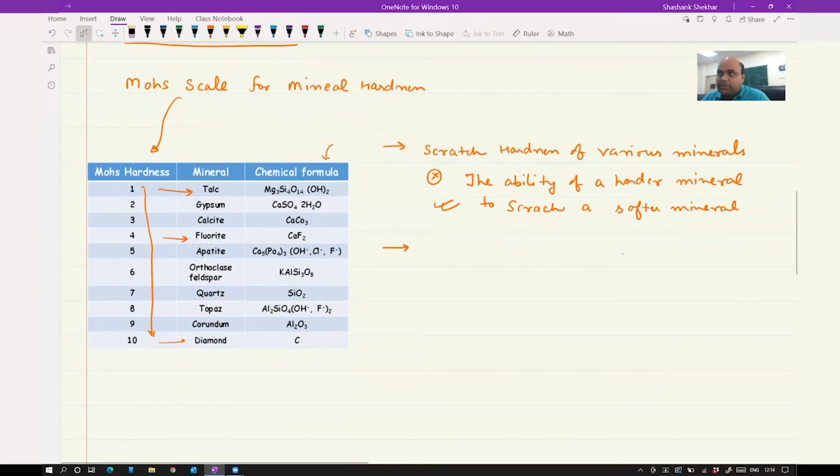Now second, this table is a convenient way to help identify minerals. Okay, so suppose you are going for a field trip, and you found some minerals and you want to know which mineral that is. You want to guess it. So you can use this table to roughly guess which type of mineral it can be. Okay, so it is a convenient way to help identify minerals.